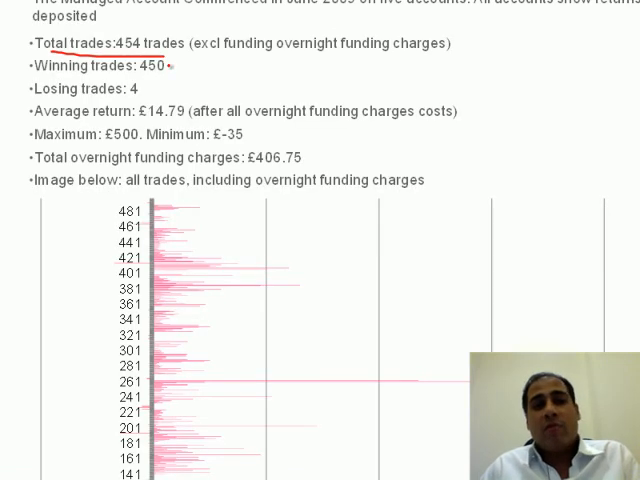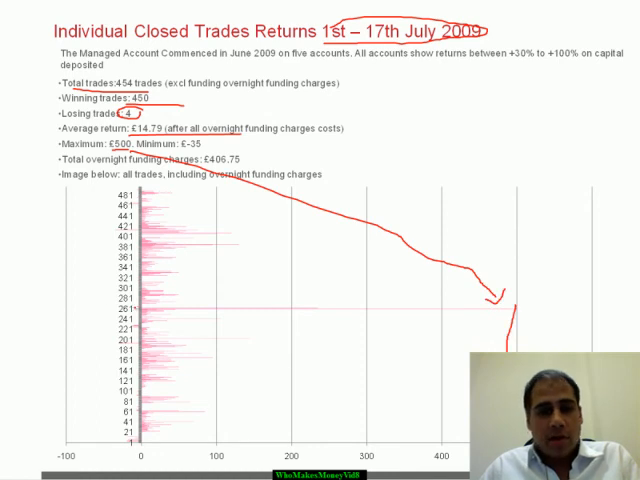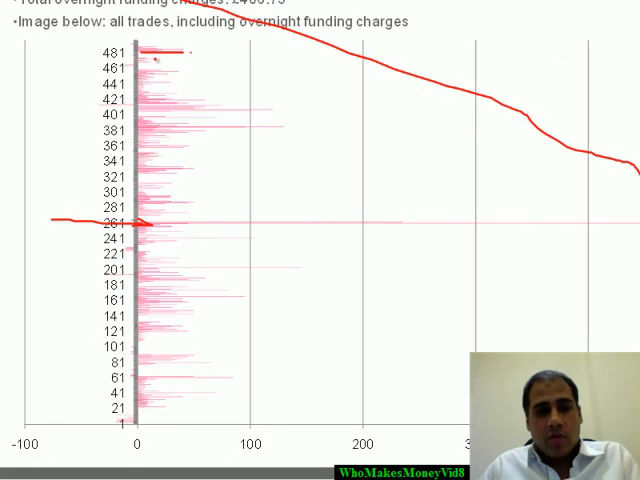Total number of trades in that period were 454. Winning trades were 450, losing trades were only 4 based on this strategy. The average returns you can see there. The maximum profit was £500, which is here. It was this trade, you can see there where they made £500, and it was trade number, whatever that is, 260 there. And each one of these bars represents the profit of a particular trade. So this shows how much profit they made on any given trade. So here you can see, for instance, trade number 162 made about £85, £90, and so on.